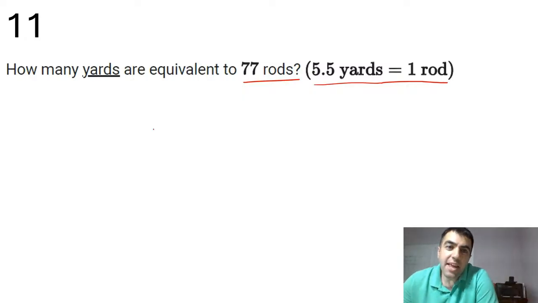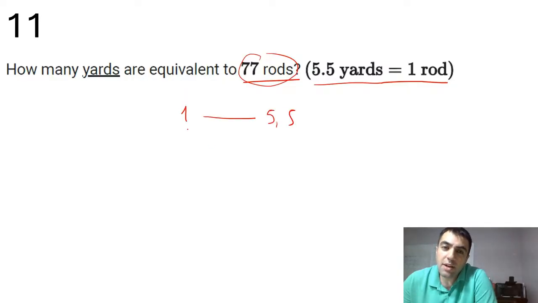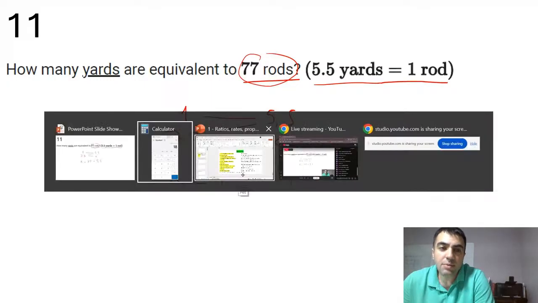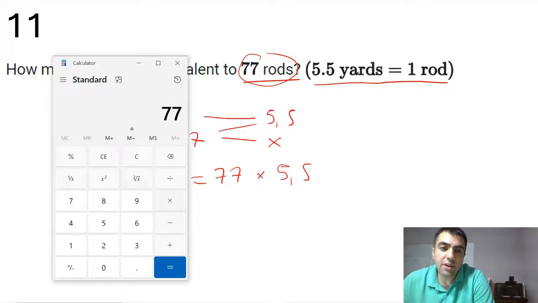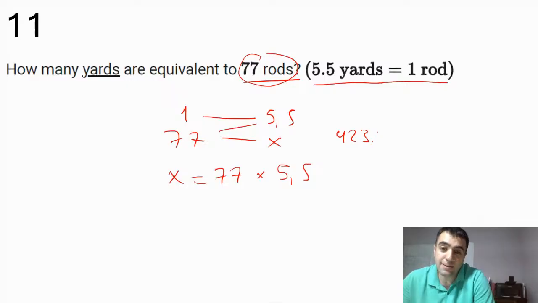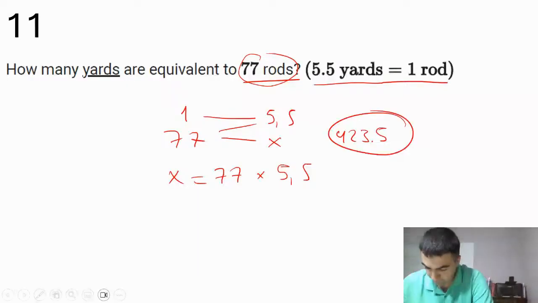How many yards are equivalent to 77 rods? And we see that 1 rod is equal to 5.5 yards. And 77 rods, how many yards? We should multiply these two quantities. 5.5. Let me write here 77 times 5.5, which is 423.5. Okay, next question.